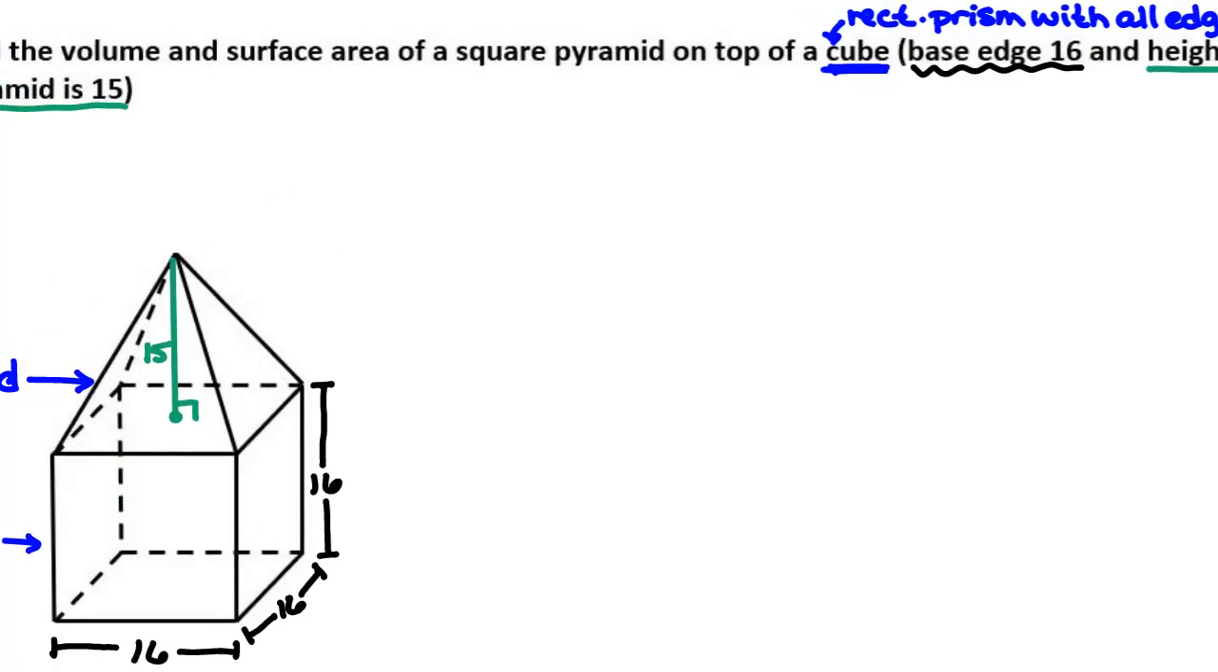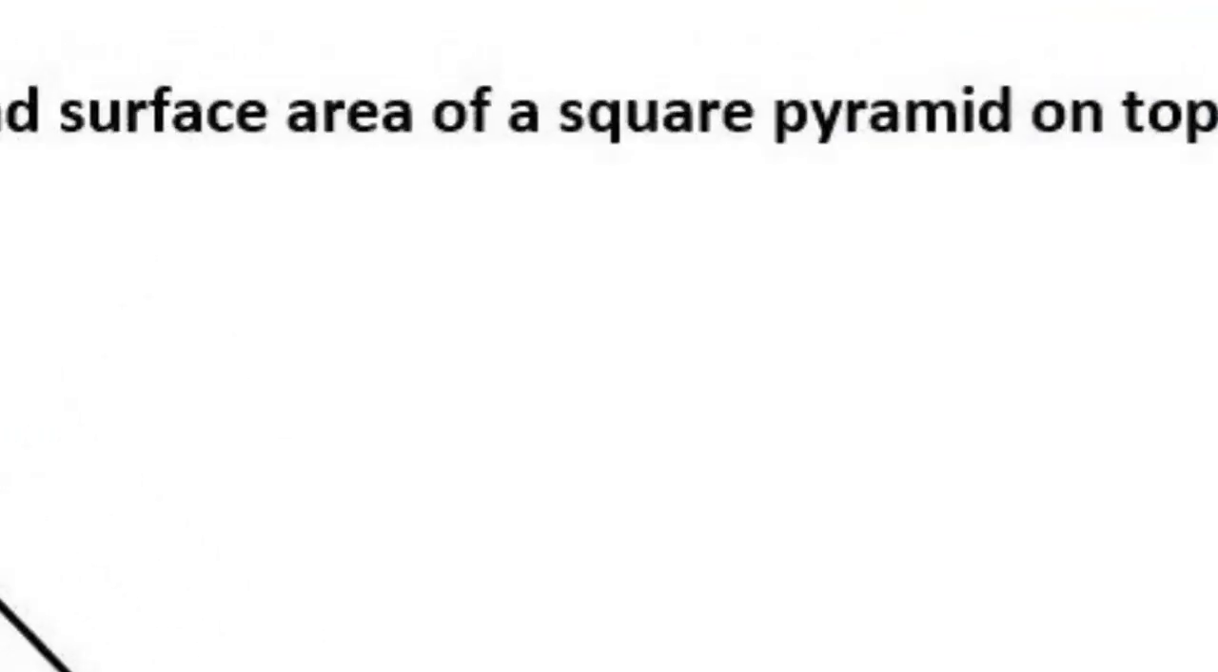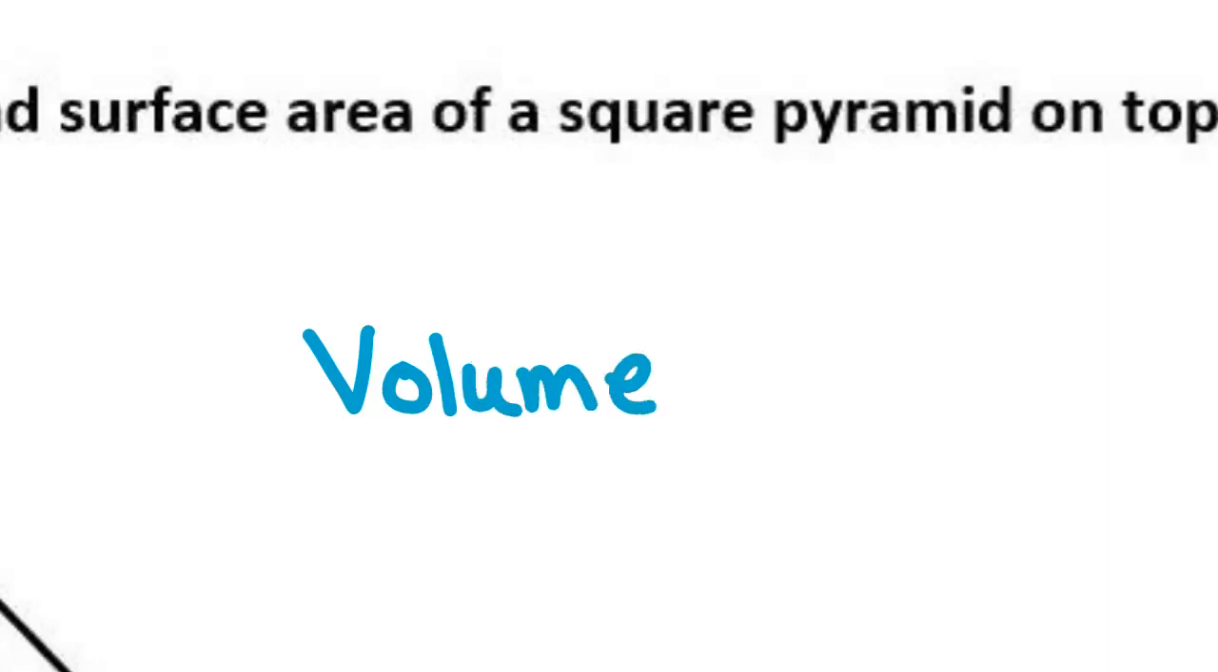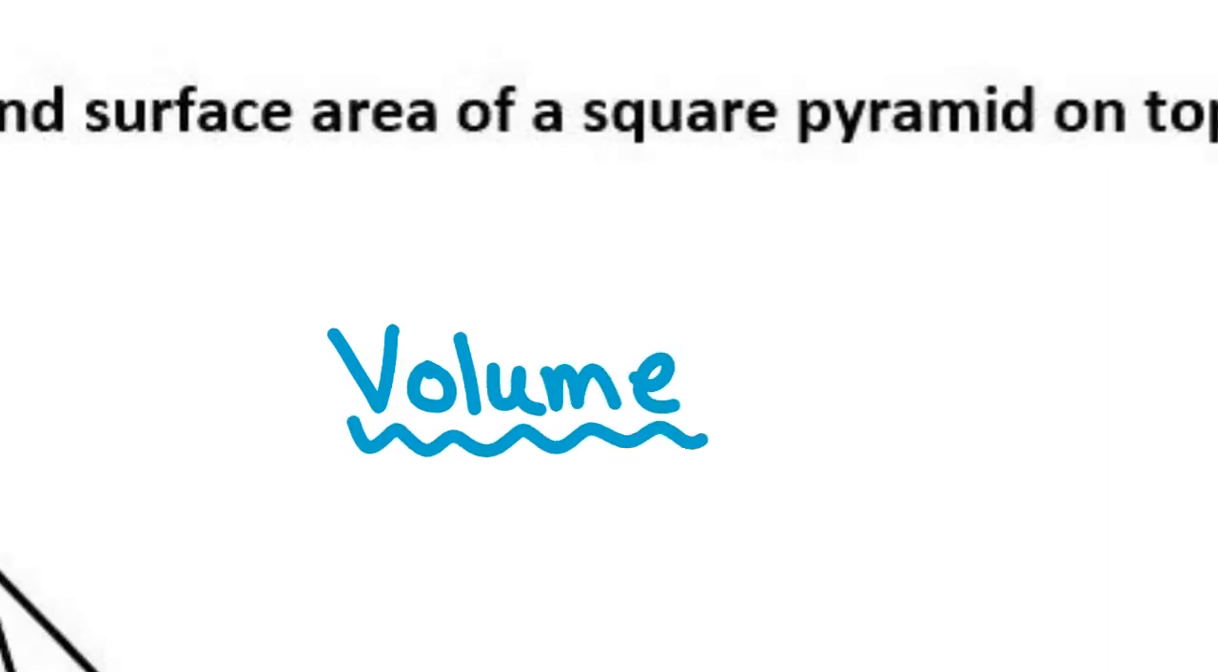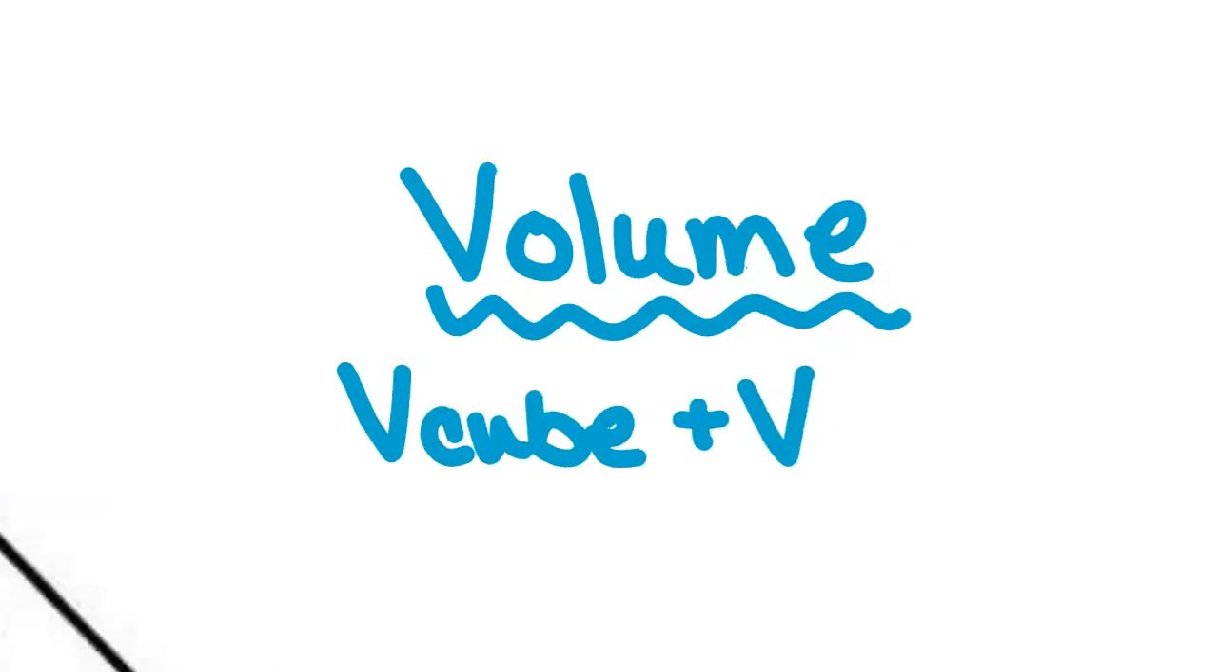I like starting off with volume first because I can just grab the formulas and plug in. I don't have to worry about which pieces are covered, which pieces aren't covered. Do I have to include all the bases? I just use the volume formula for both of my objects, and then I add them together. So volume. We are going to need the volume for the cube plus the volume for the pyramid.